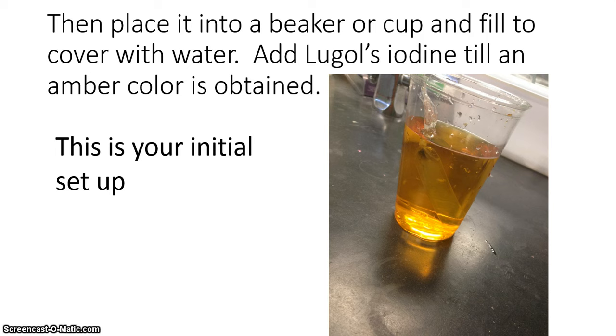At this point, you should write down your predictions for what's going to happen in your table. So you should have written down your initial setup. Inside of the bag, you have starch and glucose, and outside you have water and iodine. Then you can make some predictions about what you think is going to happen and why.